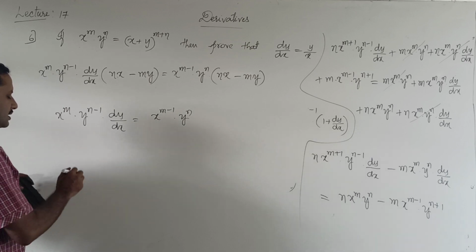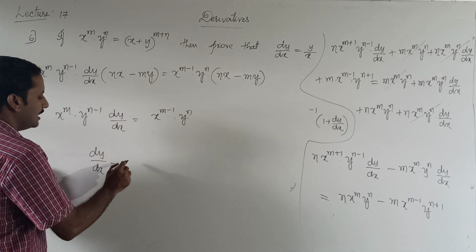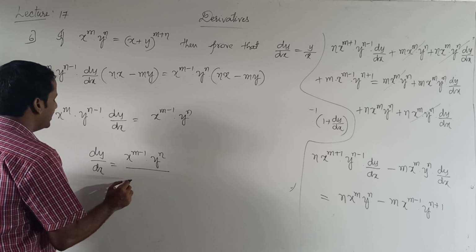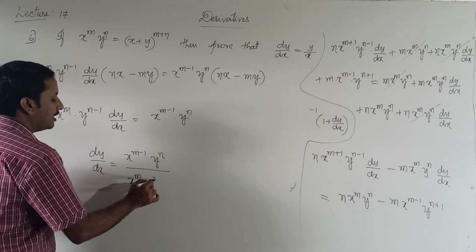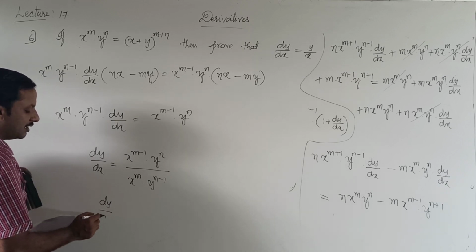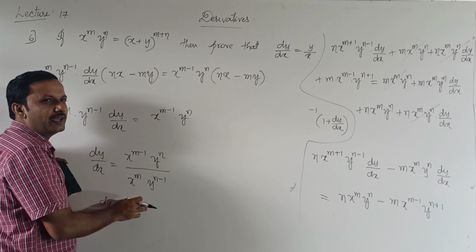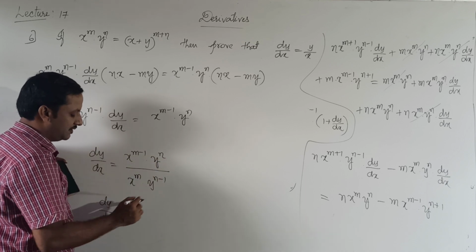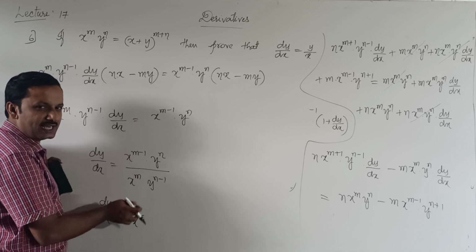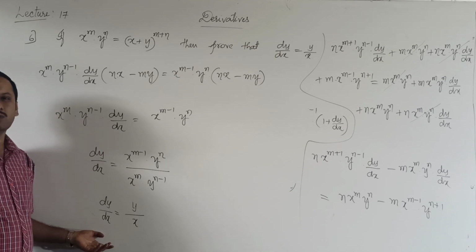Take this to RHS. Dy by dx is equal to x power m minus 1 into y power n divided by x power m into y power n minus 1. So we get dy by dx is equal to y power n divided by y power n minus 1. This will give you y power n minus of n minus 1, which is y power 1. In the denominator x will remain. X power m minus 1 gets cancelled. X will remain. So we will get dy by dx is equal to y by x.